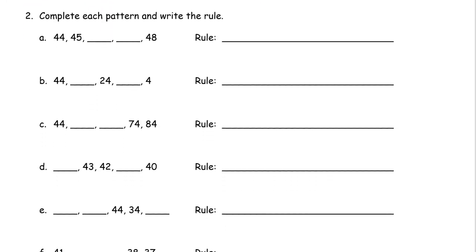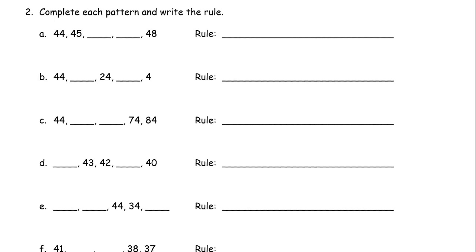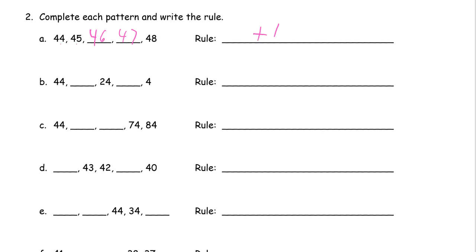Then we're looking at completing patterns and writing rules. So here we're looking at 44, 45. It looks like it's going up by ones, 46, 47, and our rule is plus one. The next one down, we look at 44, and then we have 24 and then 4, so it's going down. We're subtracting here. We still have the ones, they're all fours. So it looks like it's going to be minus 10. So 44, 34, 24, 14, and 4.